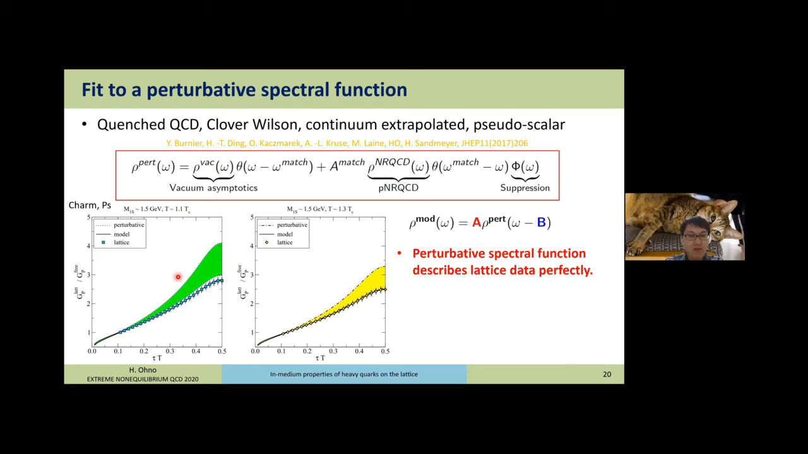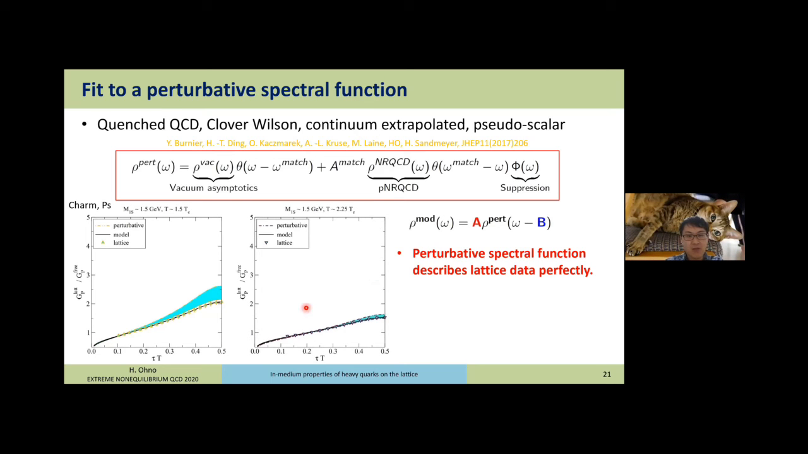And then we fit this model spectral function to our lattice data, then we get this solid line. And as you can see, our model spectral function expresses our lattice data pretty well. And this is 1.1 Tc and 1.3 Tc, and also 1.5 Tc and 2.5 Tc. So at all temperatures, our model spectral function describes our lattice data perfectly.